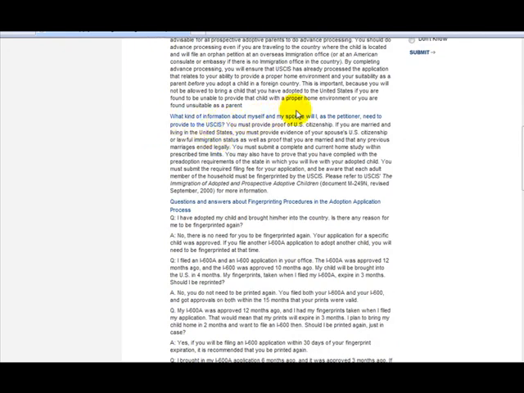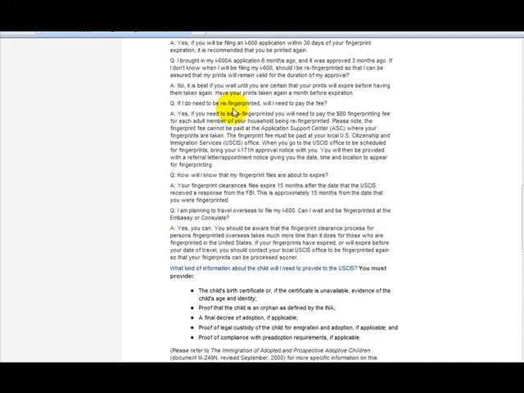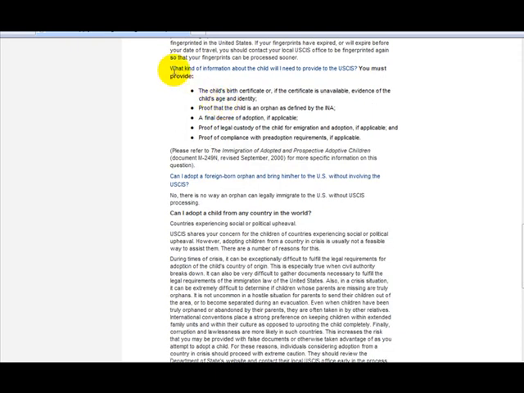What kind of information about myself and my spouse will I as a petitioner need to provide to the USCIS? Okay. Fingerprinting and procedures and the adoption application process. See, there is an adoption overlay to bringing in an orphan. And then here's what kind of information about the child will I need to provide to the USCIS. Child's birth certificate, or if the certificate is unavailable, evidence of the child's age and identity. Yeah, a lot of times those birth certificates are not available. A proof that the child is an orphan as defined by the INA.